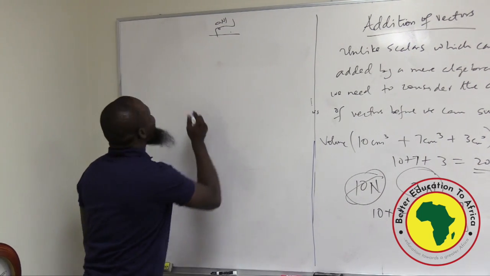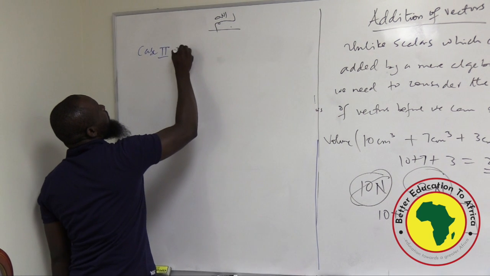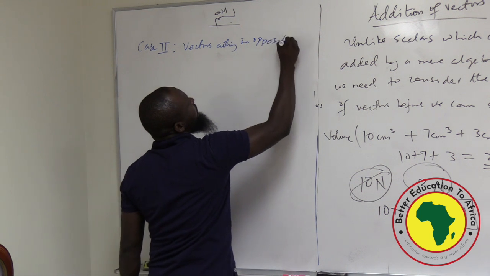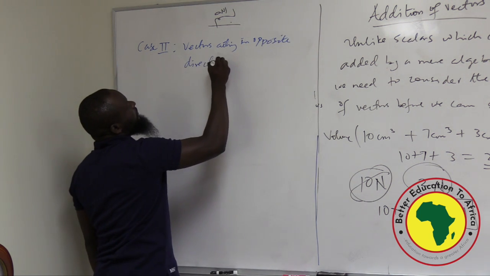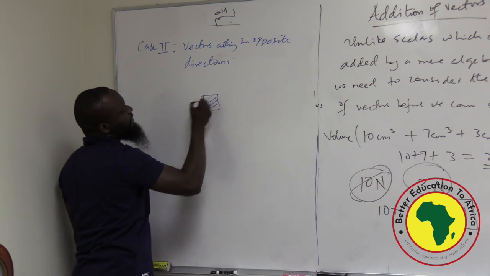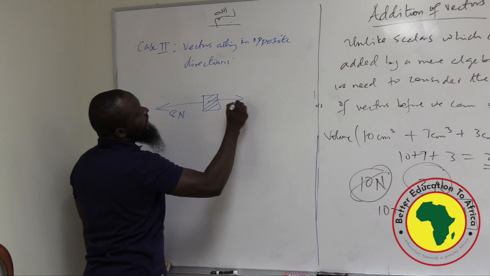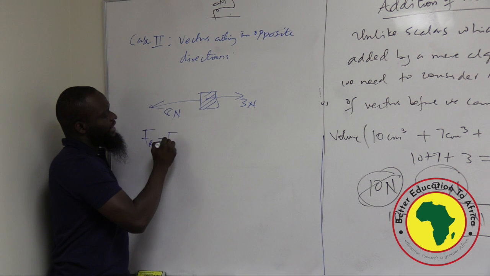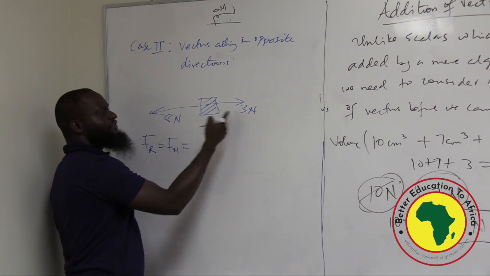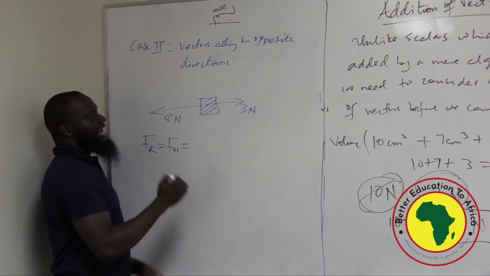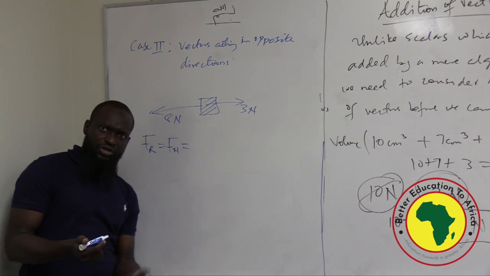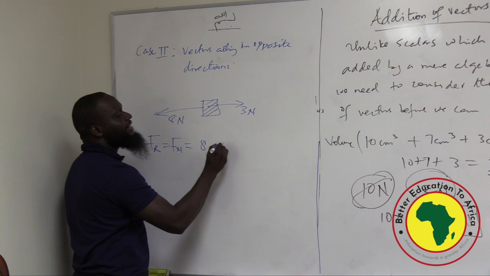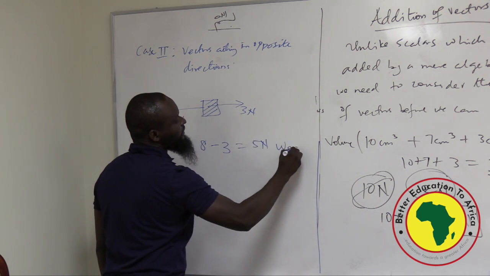So case number 2, addition of vectors. Now we have vectors acting in opposite directions. So the same block now, I have 8 Newton towards the west and 3 Newton towards the east. What is the net force? The net force, or resultant force, is the subtraction of the small one from the large one. It's like a baby and an adult dragging this box. The adult is going to defeat the baby, so the resultant is going to be in the direction of the larger force. So it's 8 minus 3, 5 Newton west.